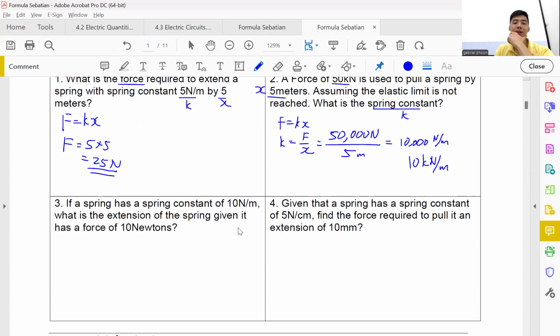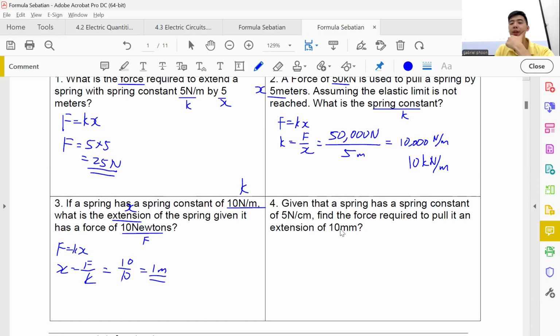The next thing is the same as well. You identify that this is your spring constant, and you identify this is your F. Then obviously you're looking for the extension. So same thing: F equals Kx. x would have been F over K. In this case, it will be 10 divided by 10, which will give you 1 meter. Straightforward.